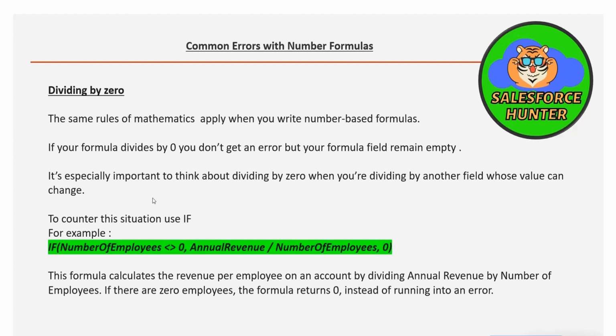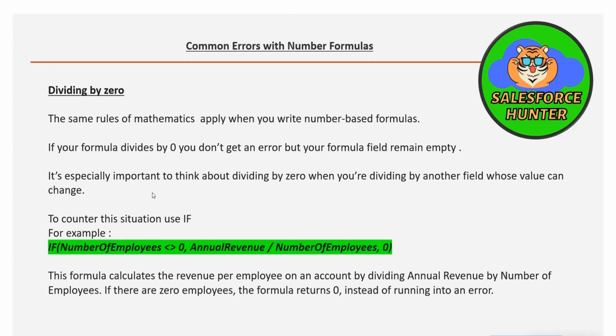Now to counter this situation, we could use an if statement. Here is a requirement. We want to calculate on the account object the revenue per employee, so how much revenue an employee is getting. For that, what we do is annual revenue divided by the total number of employees. That's the formula. But we have added one condition here.